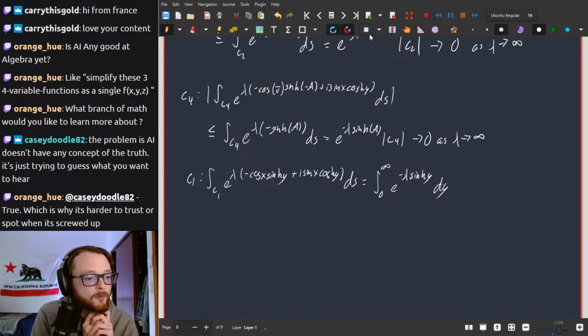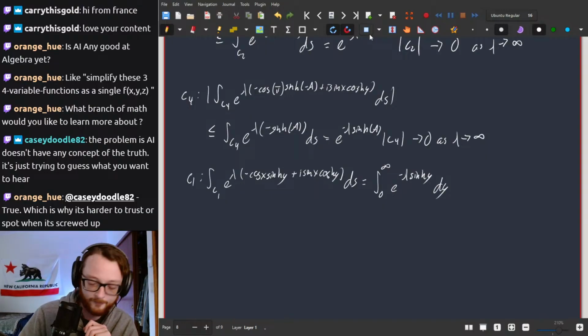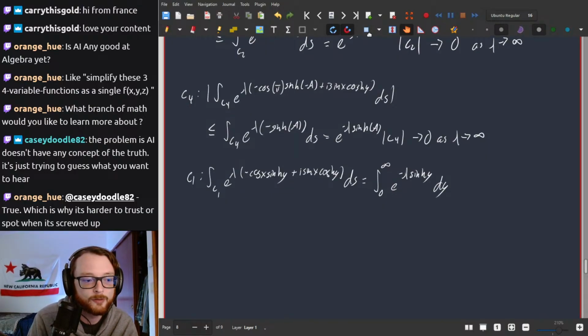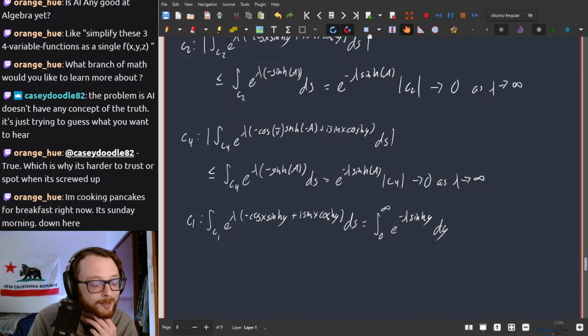Problem is, AI doesn't have any concept of the truth. It's just trying to guess what you want to hear. Yeah, basically. So it's hard to trust it when it's screwed up. Yeah. For a lot of math stuff, it'd be better to just learn Mathematica, like Wolfram Alpha, but the actual language that they have behind it.